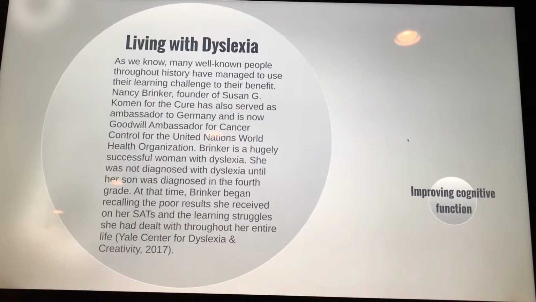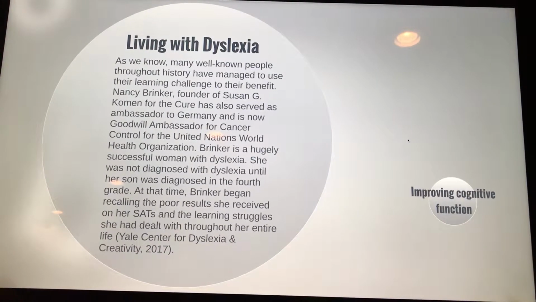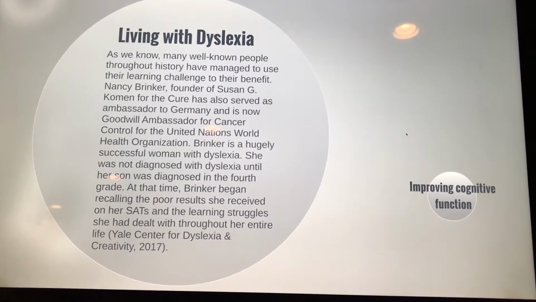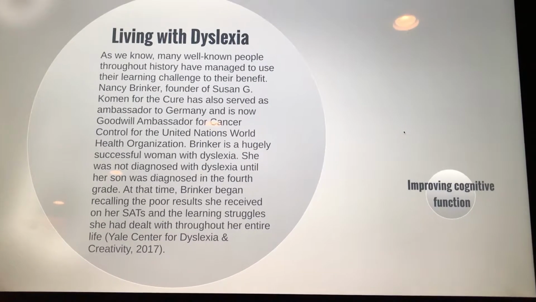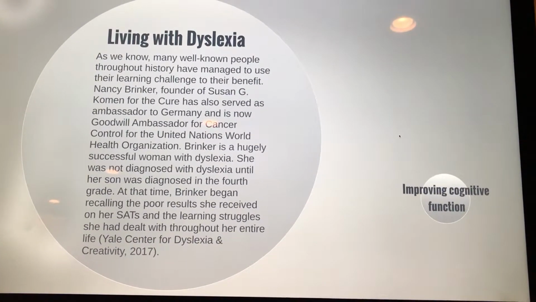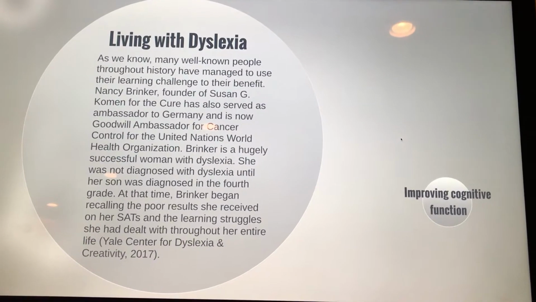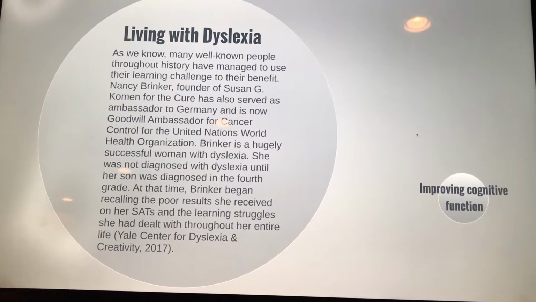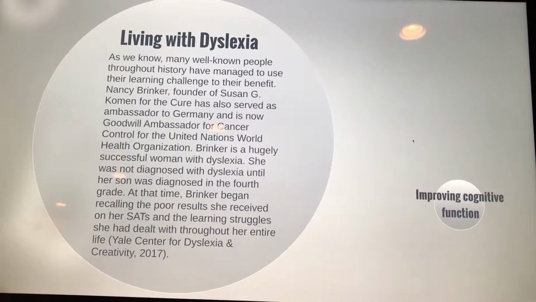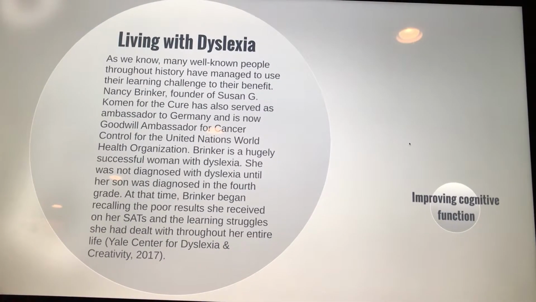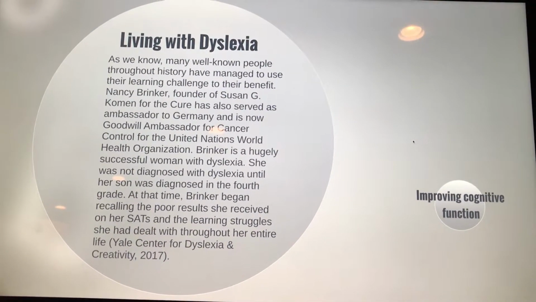As we know, many well-known people throughout history have managed to use their learning challenge to their benefit. Nancy Brinker, founder of Susan G. Komen for the Cure, has also served as ambassador to Germany and is now Goodwill Ambassador for Cancer Control for the United Nations World Health Organization. Brinker is a hugely successful woman with dyslexia.